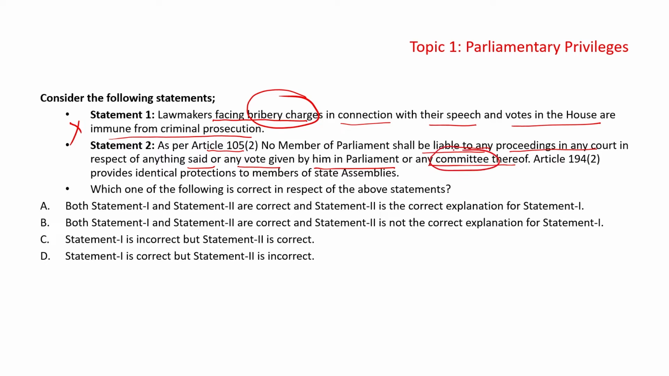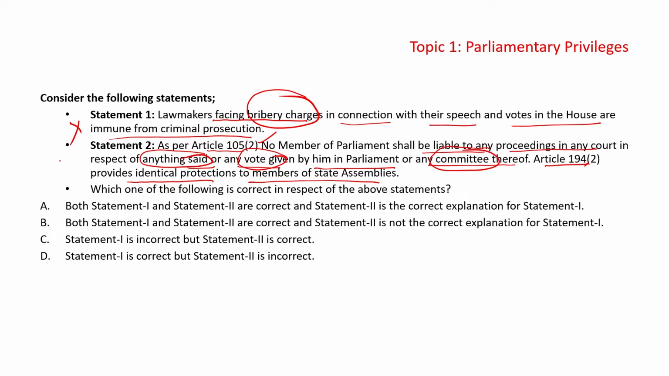So committee and vote, anything said, will be the keywords here, because UPSC might ask you to confuse it with one another. Okay, so this is for Article 105 Clause 2 for Members of Parliament, and Article 194 Clause 2, identical protection to members of State Assembly.